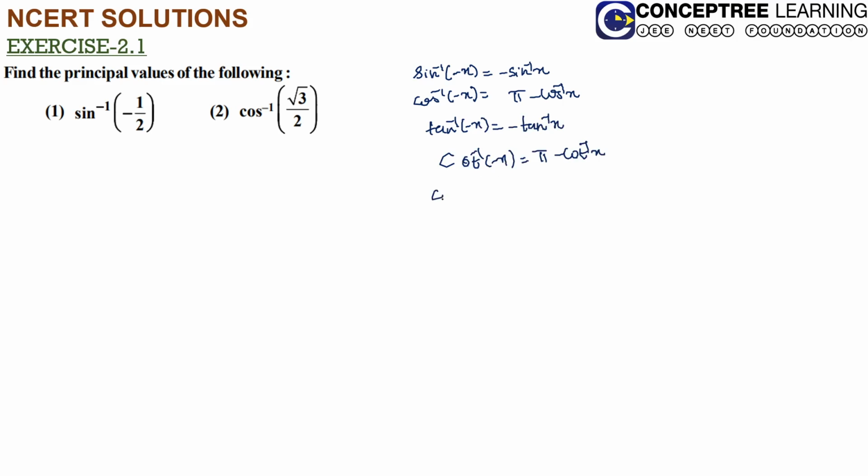And cosecant inverse of minus x is equal to minus cosecant inverse of x. And secant inverse of minus x is equal to pi minus secant inverse of x. Here, for sine inverse of minus x, inside sine inverse we usually have numbers, either positive or negative.